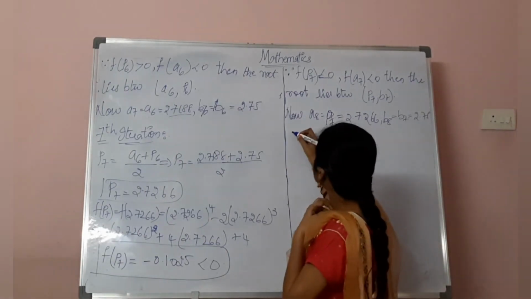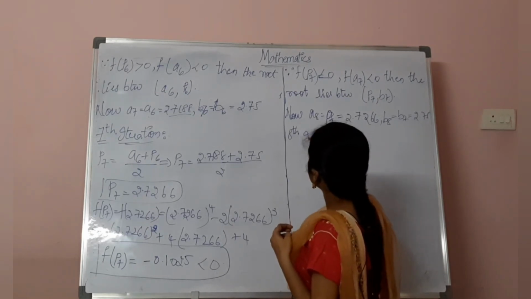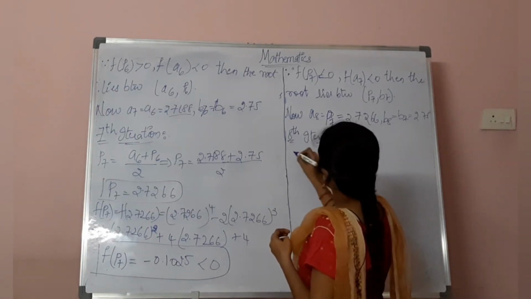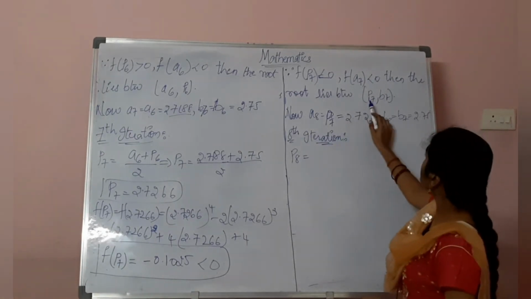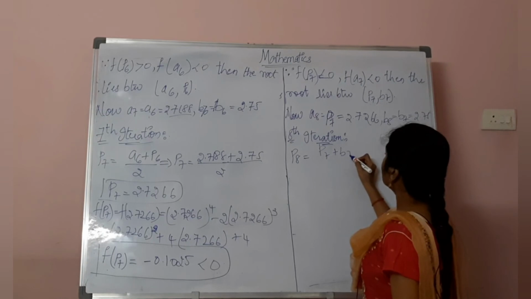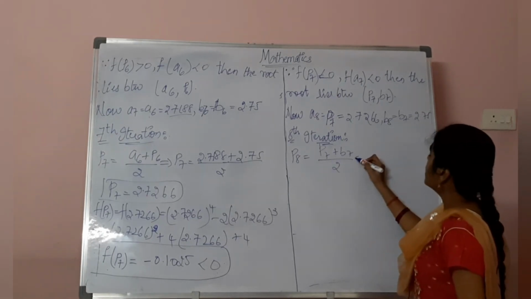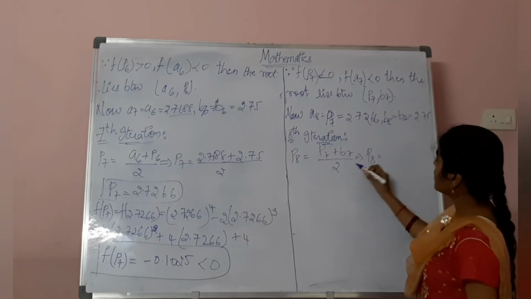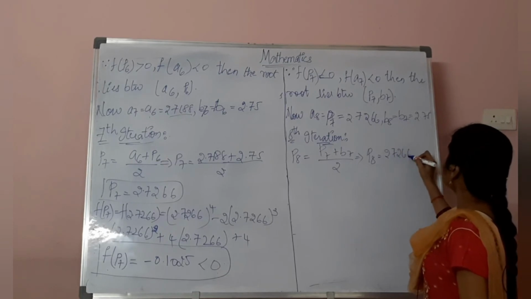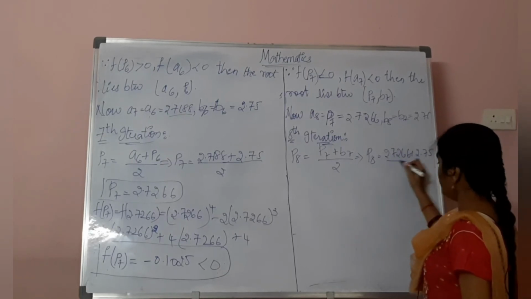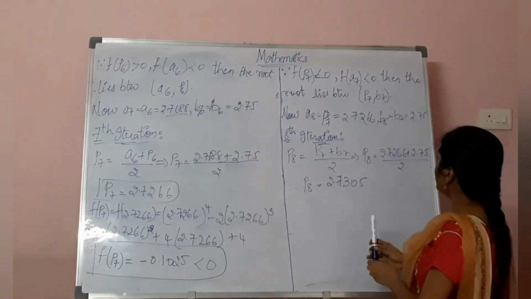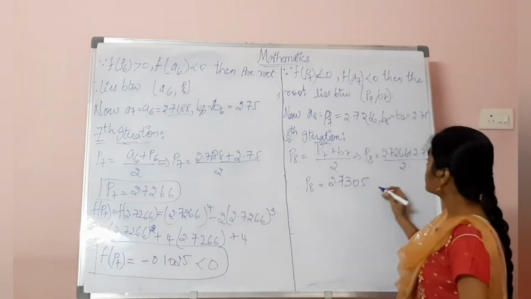Now the 8th iteration. P8 equals (P7 + B7) by 2. P7 means 2.7266, plus 2.75, by 2. Therefore, what is the value of P8? We are getting 2.7305.